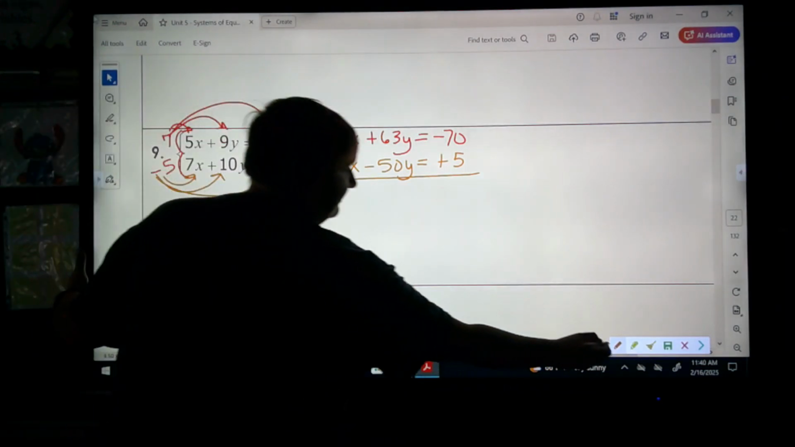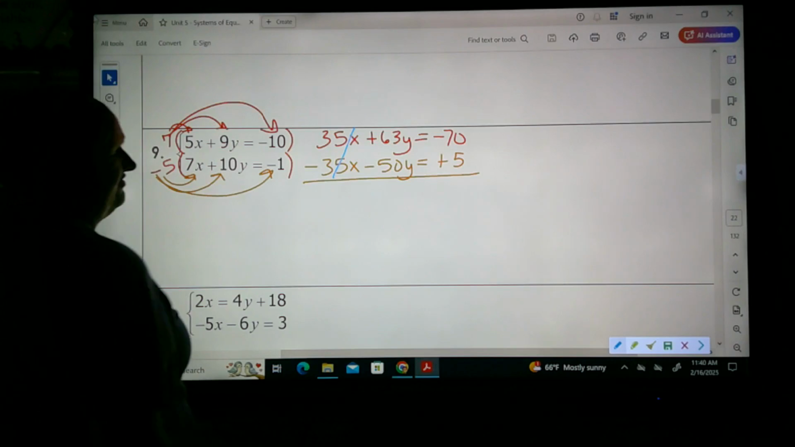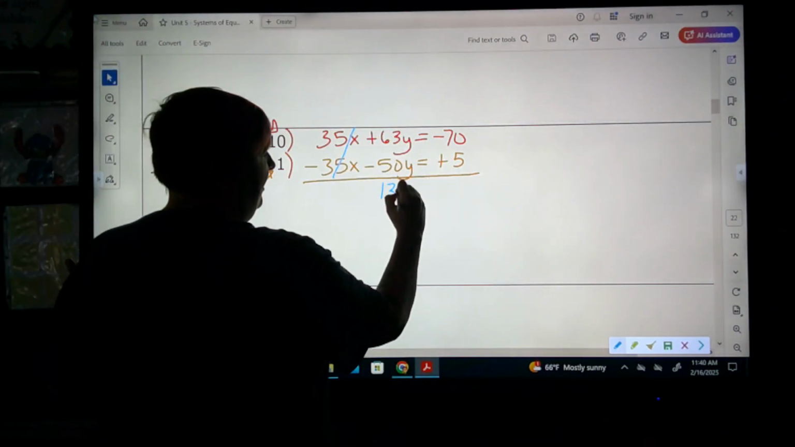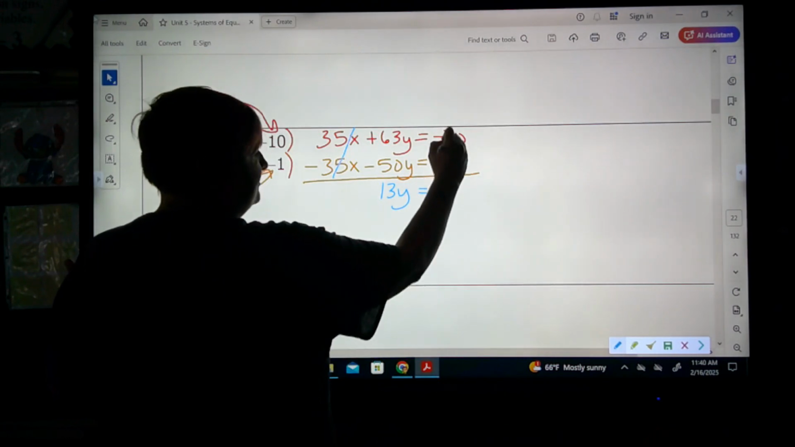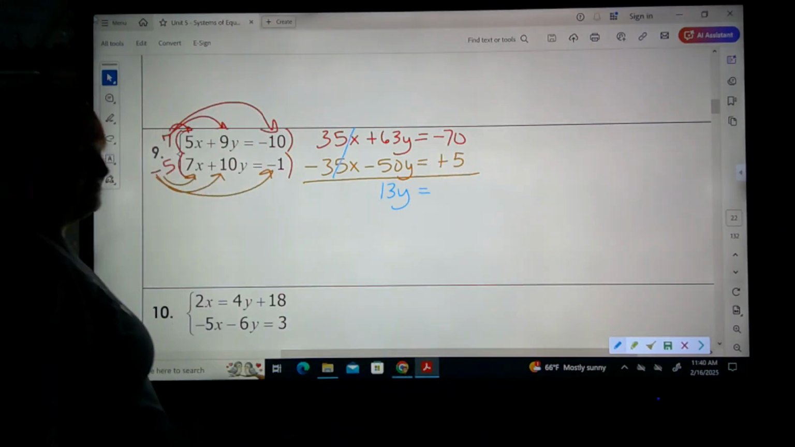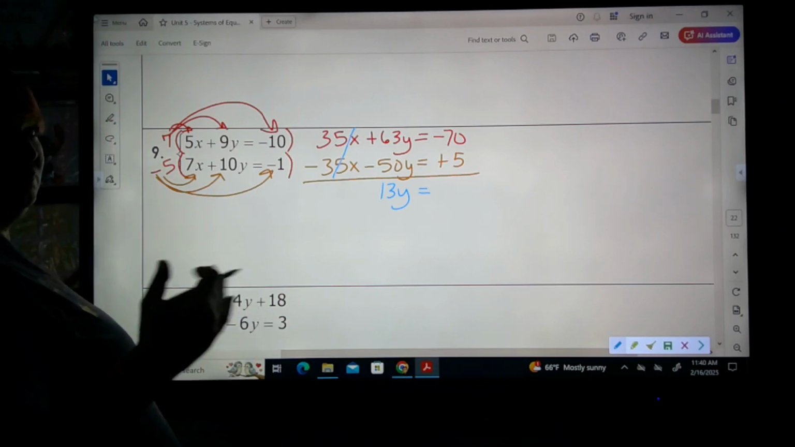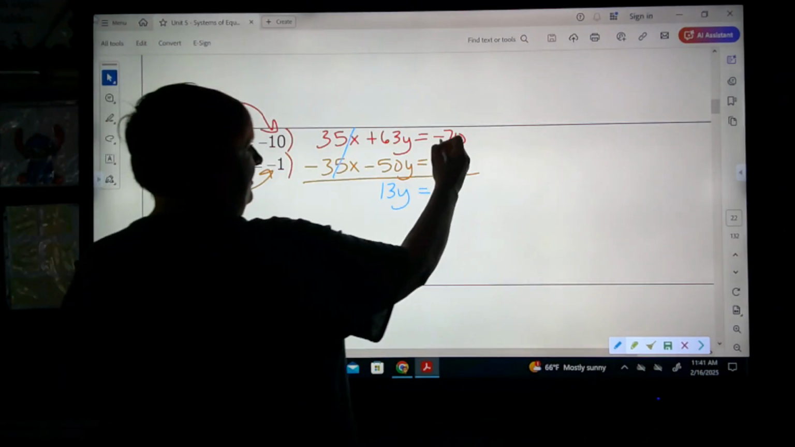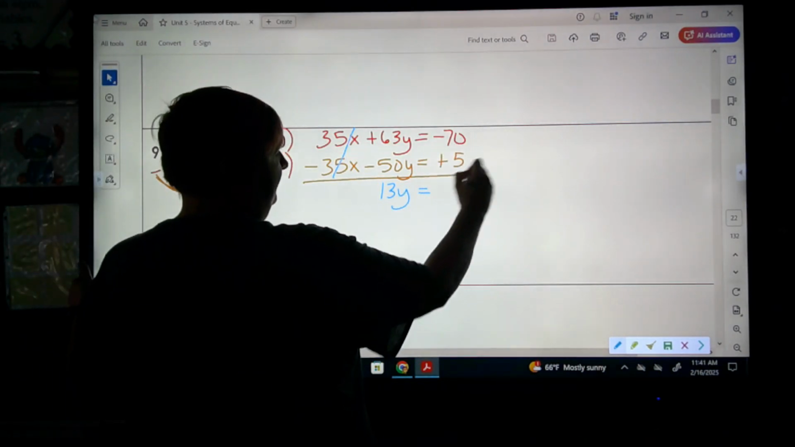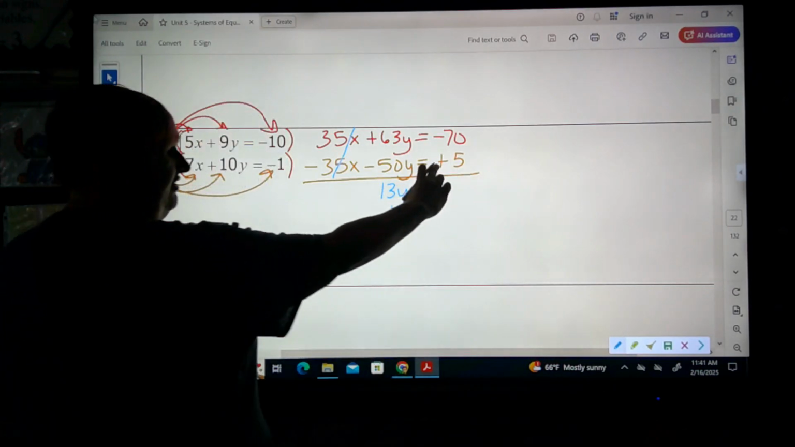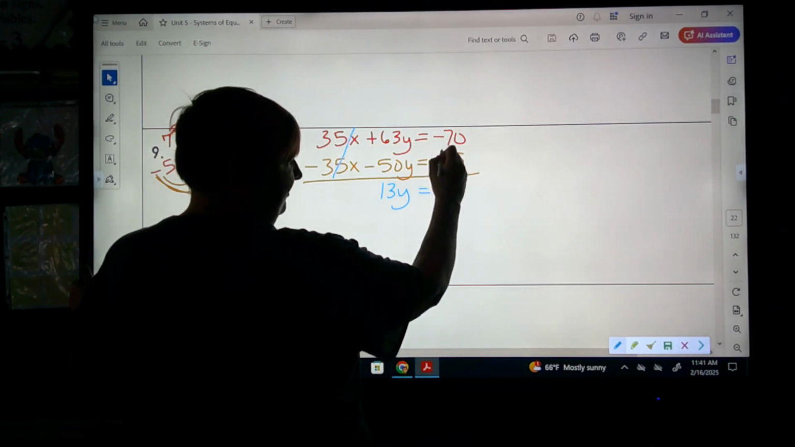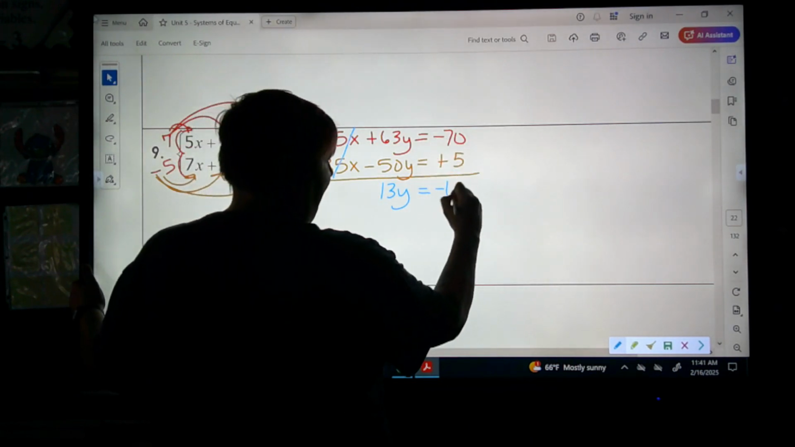Alright. These cancel each other out. 63 minus 50 is 13y. Negative 70 plus 5. That means we're going closer to 0. So we're moving down the number line. Technically we're moving to the right on the number line because we're adding 5. So this number is going to get lower because it's negative.